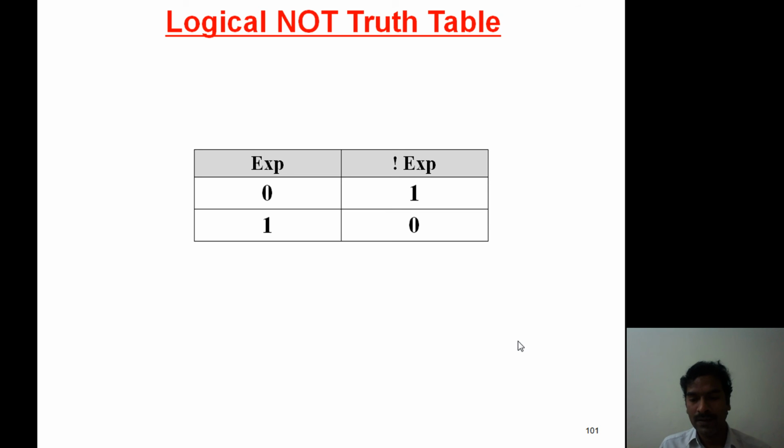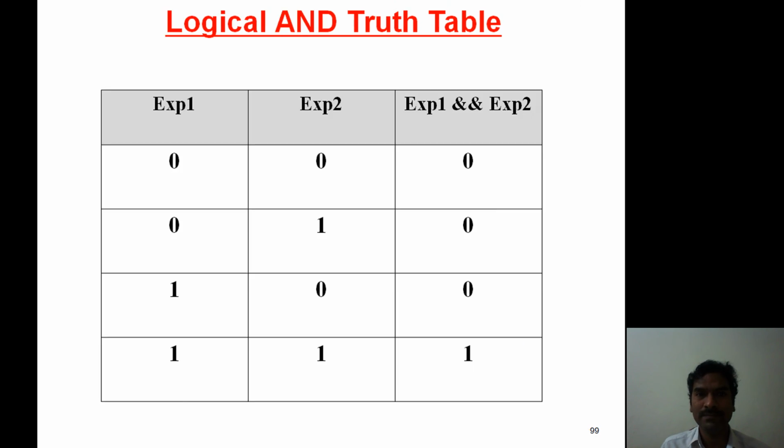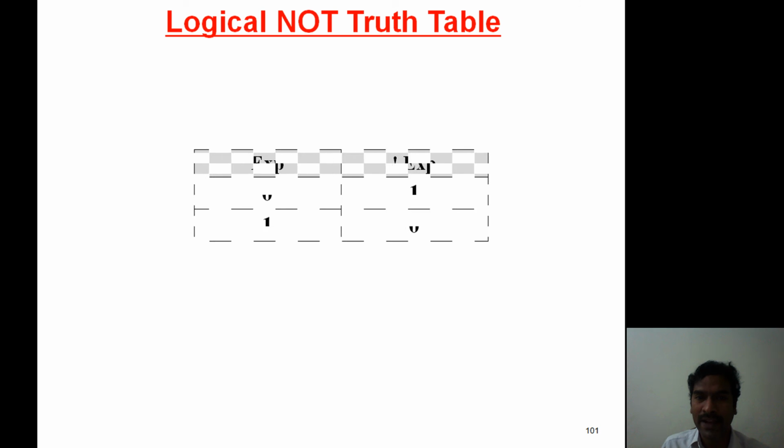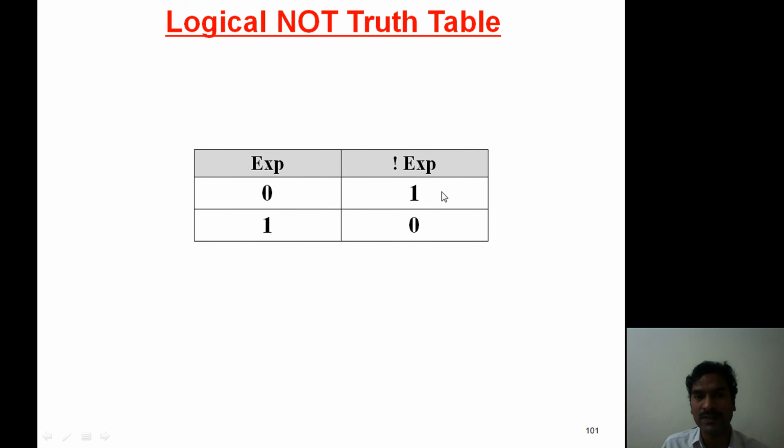Okay? Now refer to these tables once again. In the logical AND truth table, if either expression is false, the entire expression result becomes false. In the logical OR truth table, if either expression is true, the resultant expression becomes true. In logical NOT, if the expression is false, the result is true. If the expression is true, the result is false.